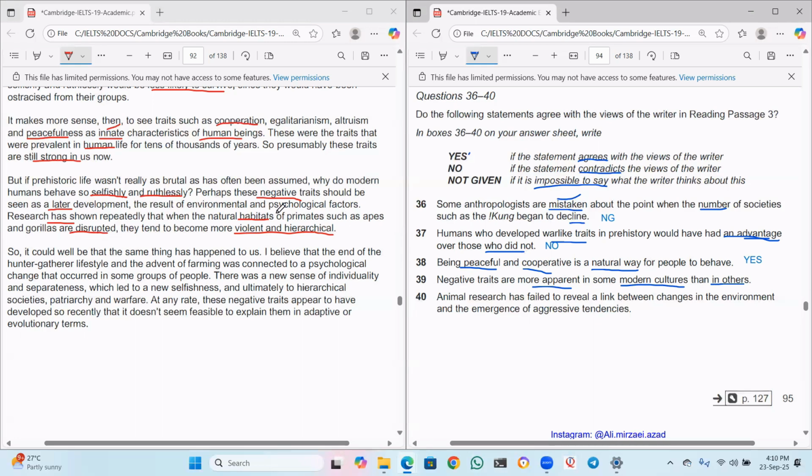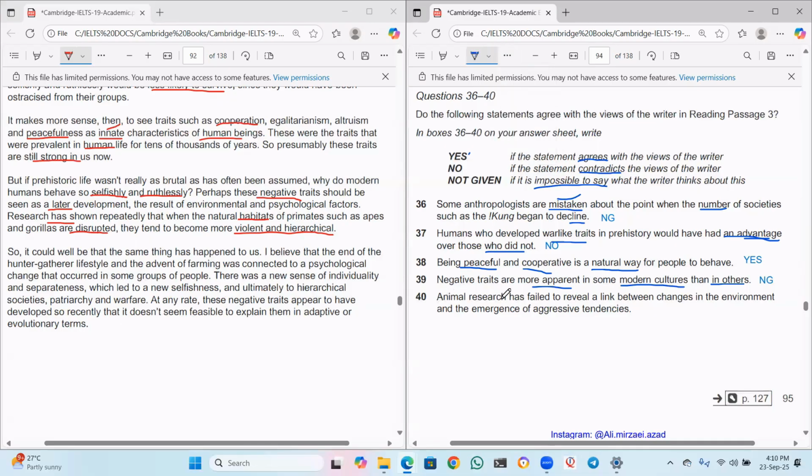He is talking about some research here, right? He's talking about why the humans behave so selfishly. No, we haven't read anything like that, right? So, what is the answer, guys? Nothing is mentioned in the paragraph here. So, what is the answer? It is not given because we don't know. He's not comparing anything in the paragraph, right?